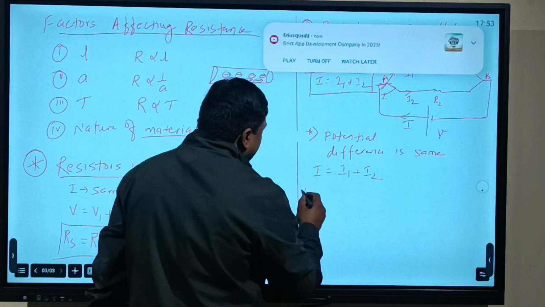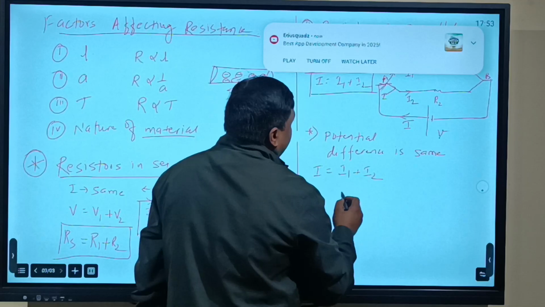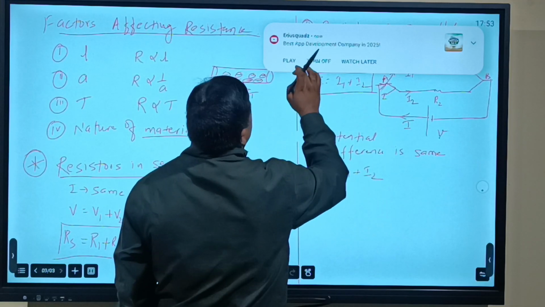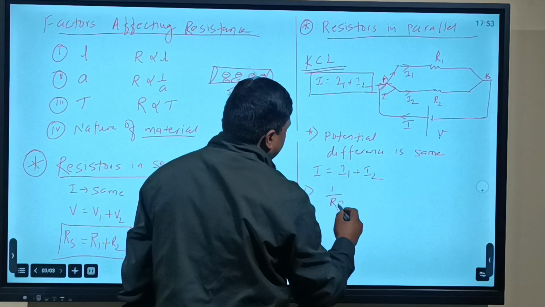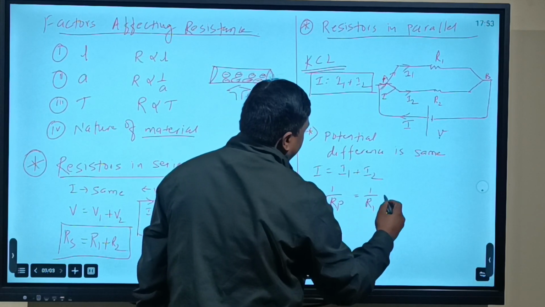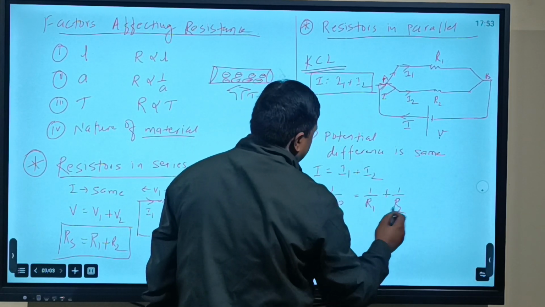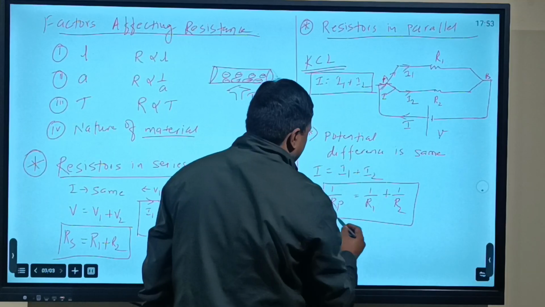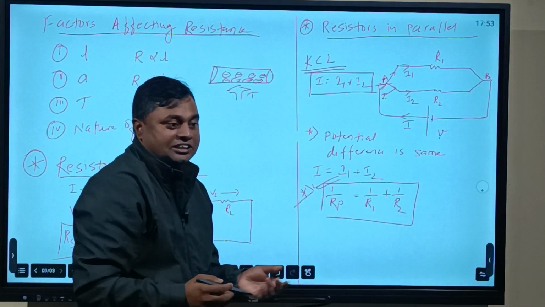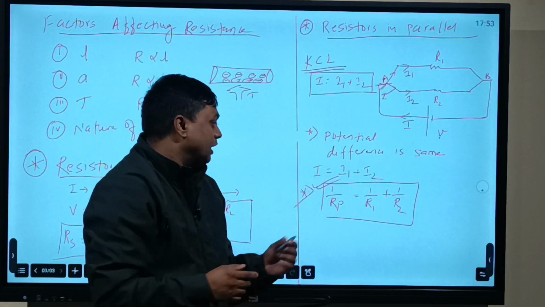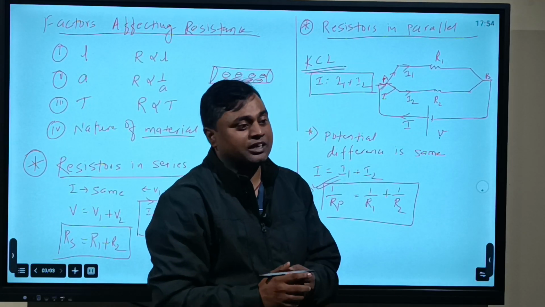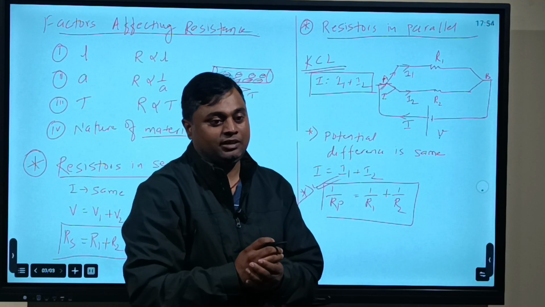Now what happens in this case? 1 by Rp, the equivalent resistance, is equal to 1 by R1 plus 1 by R2. Is it clear? So the reciprocal of equivalent resistance is equal to the sum of the reciprocals of the individual resistances connected in parallel.